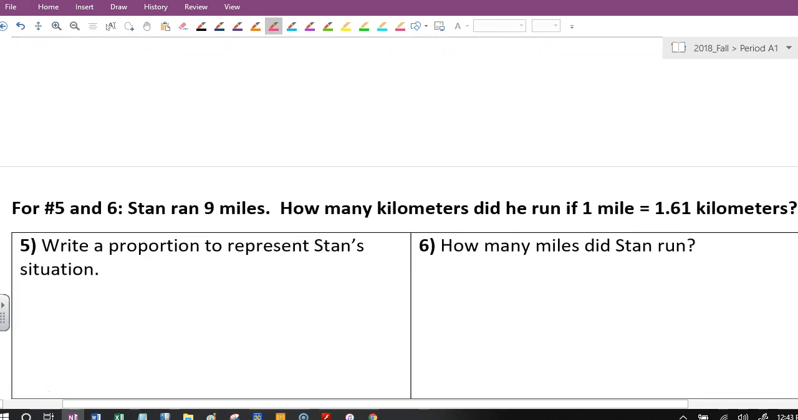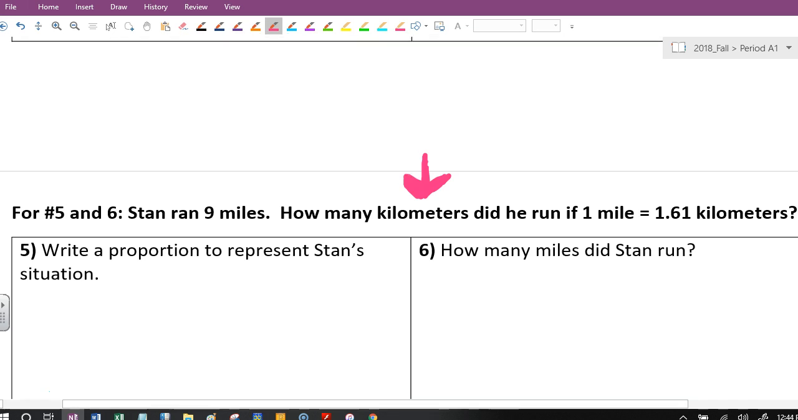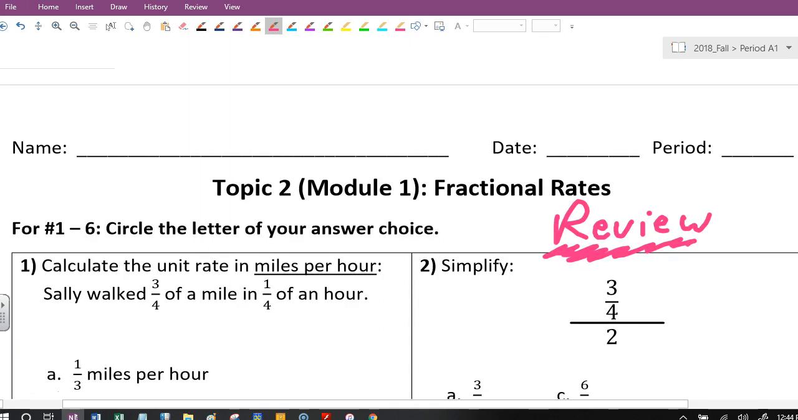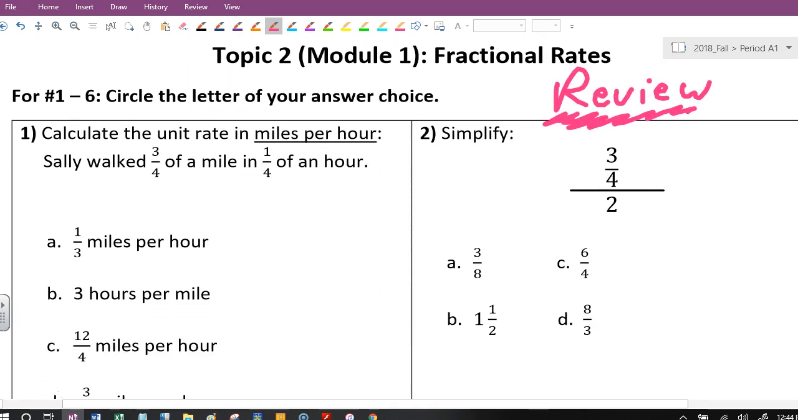Also, on the top of the second page, this is supposed to say kilometers. How many kilometers did he run? Okay, so 2 little mistakes there. On the top of the second page. Kilometers, yes. Okay, so review.